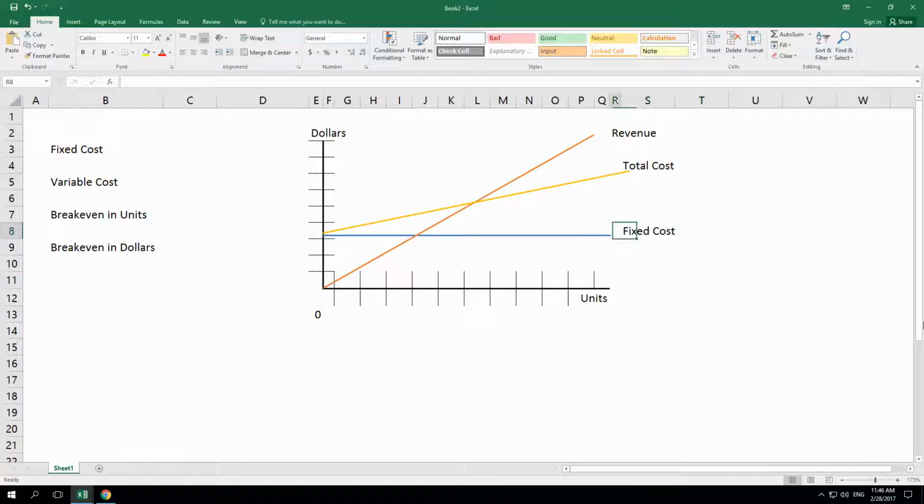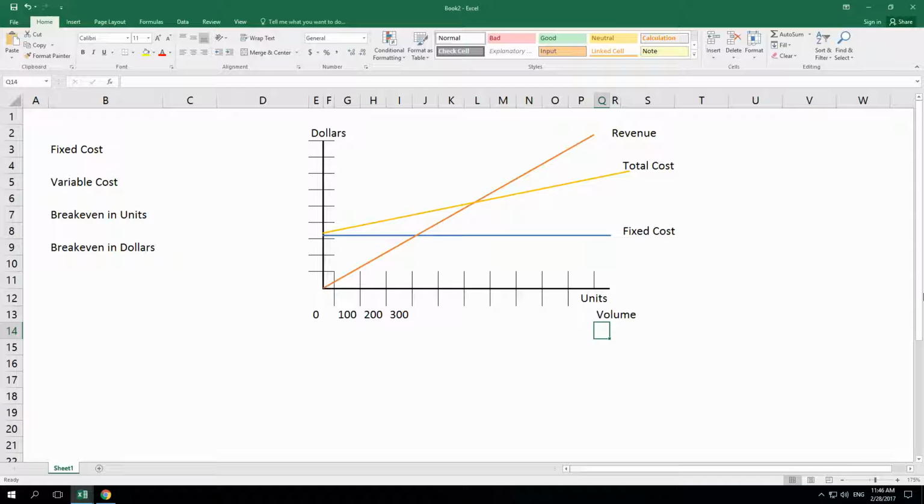So variable costs end up being the piece of total cost that actually increases as more units are sold. We'll throw some numbers in, assuming we move along in $100 increments. As those units increase, as the volume increases, total cost increases because the variable piece is increasing.